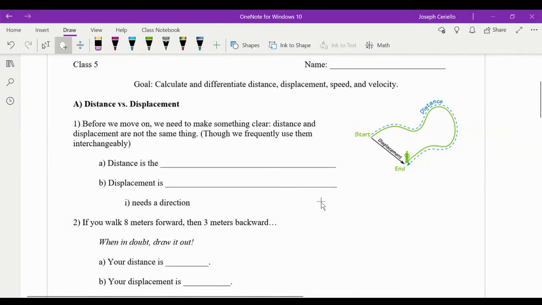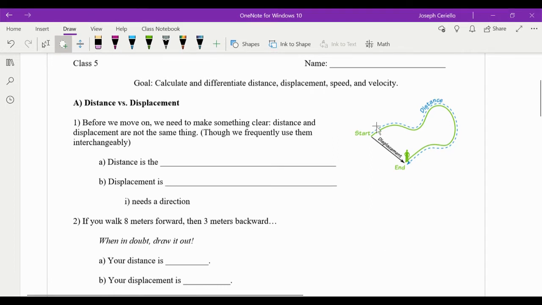Everyone. So our goal for today is to calculate and differentiate distance, displacement, speed, and velocity. If you look at this picture, I think it does a really good job of showing exactly what is distance and what is displacement. We have a little green man, he walks along this path and he ends up over here. Starts here, ends here. Distance is the total length of the path. Displacement is how far you are from where you started.